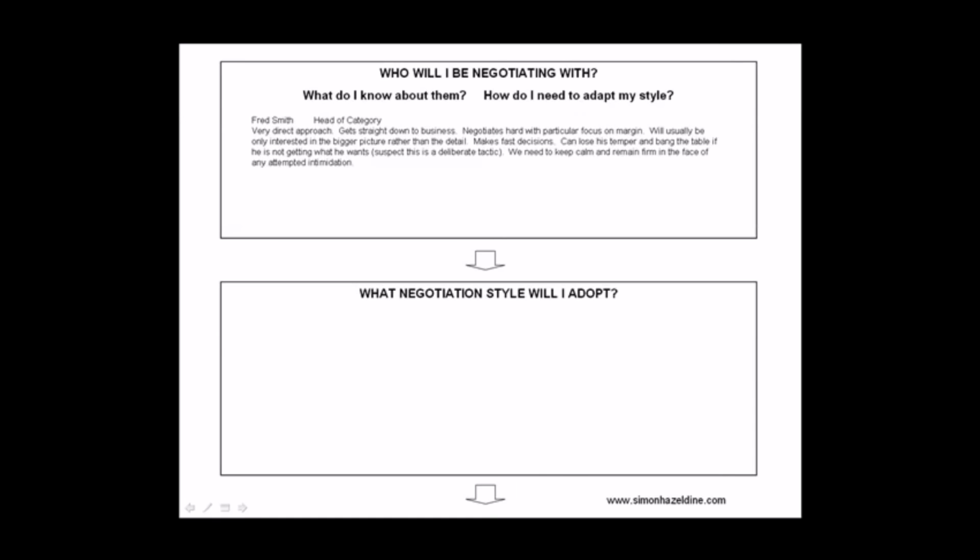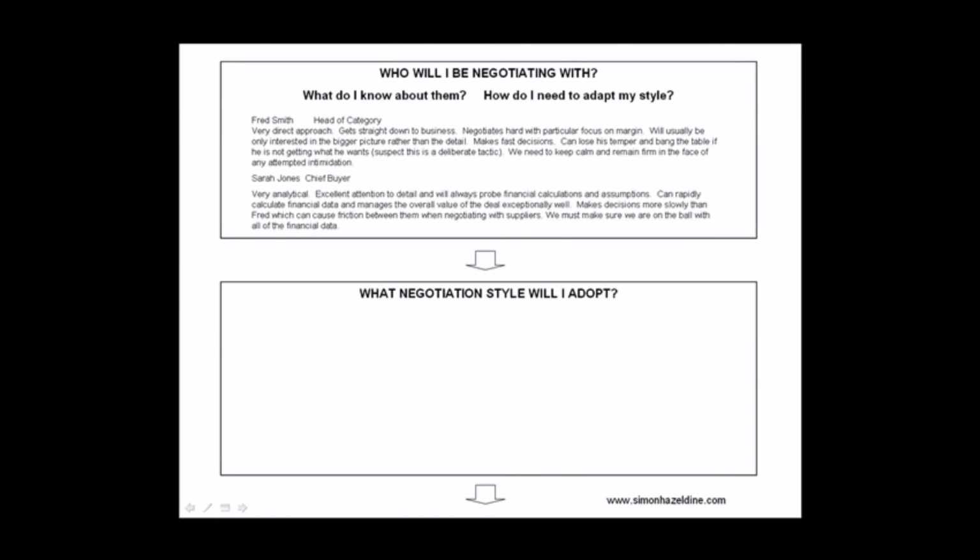Now, potentially he's going to be accompanied by Sarah Jones, the chief buyer. Now, Sarah's a different kind of negotiator. She is very, very analytical, whereas Fred's big picture, Sarah's very analytical. Now, possibly Fred is aware that his attention to detail is not always as good as it should be, and maybe that's why Sarah's going to be involved as well. They're playing to their two strengths. She's going to have excellent attention to detail and is always going to probe financial calculations and assumptions.